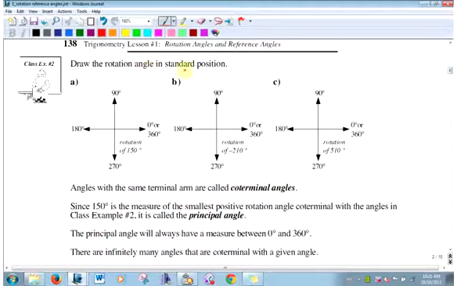Draw the rotation angle in standard position. So if we just kind of did this, is this anything different? Not really. Rotation of 150. Where do we start? Right here. Always, always, always. 90, 150. That's 30 degrees before 150 or 60 degrees past 90. What way do you like to think? Okay, there's 150 degrees.